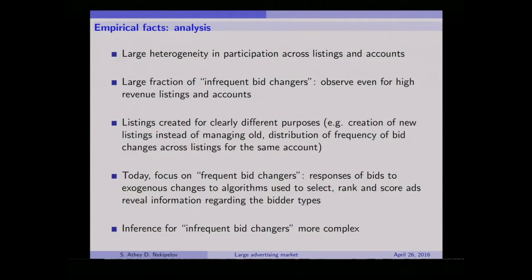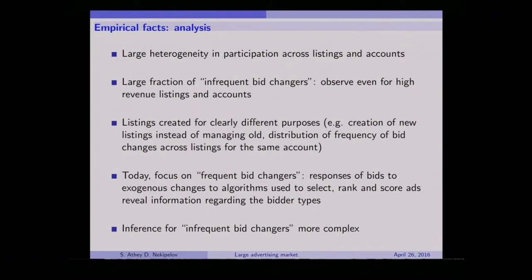All right, so the empirical facts. So there's a lot of heterogeneity in participation. There's also a lot of infrequent bid changers. There's also listings created for very different purposes. Like some of them, they'll be actively managing, and some they won't. Some of them are on like eBay, bidding on eBay, and then they're going to set a very high bid and just leave it alone. Other ones are going to be like broad match, where they don't really know where they're getting matched, and they tend to optimize those indifferently.